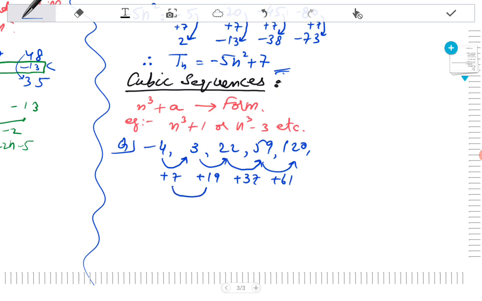And if you check the second order difference, how much is it? It is plus 12. And then 37 minus 19, it's plus 18. And again, it's not coming constant, as you see. 61 minus 37 gives you plus 24. If you try the next order difference, you can see it's coming plus 6 and plus 6. So this is coming constant in the third order.